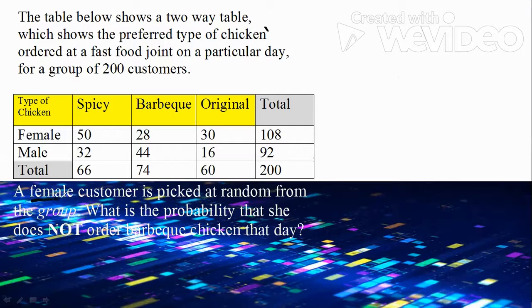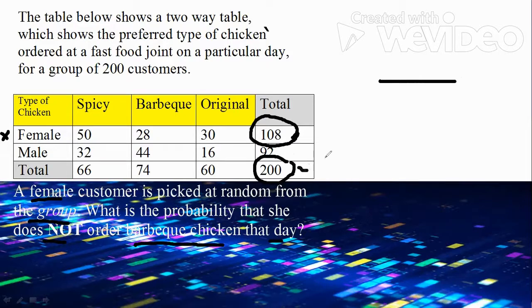This is a female. So notice they're talking about what? A female. A female customer is picked at random from the group. What is the probability that she does not order barbecue chicken on that day? Alright, so remember, probability is your favorable outcome divided by total possible outcome. Let's look at the total possible outcome. So we're talking about females. So is it 108 or is it 200? A reasonable question.